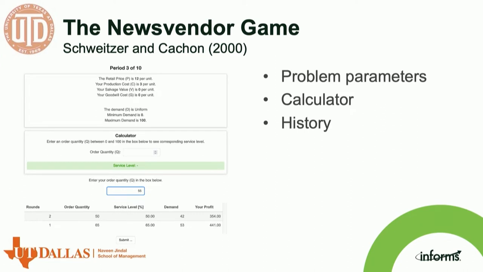There is also this calculator, which in other games could be designed to do more complicated calculations. It's calculating service level, which is a pretty trivial calculation given that demand is 0 to 100, but this is just to show you what it does. Once you place your order into the bottom box, you can click submit, and then it goes to the next round. There are 10 rounds, so I'll let you play for 10 rounds, just to get a feel of what this looks like.